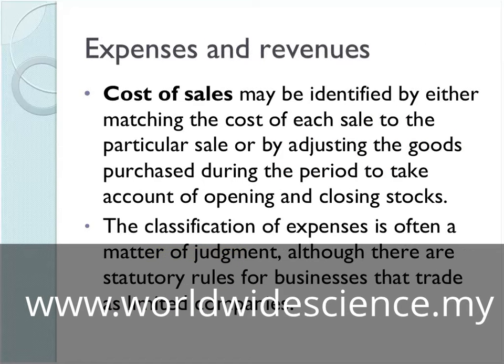What is the cost of sales? The cost of sales may be identified either by matching the cost of each sale to the particular sale or by adjusting the goods purchased during the period to take account of opening and closing stocks. The classification of expenses is often a matter of judgment, although there are statutory rules for businesses that trade as limited companies. So this is the definition of the cost of sales, and the formula is like this. Adjusting the goods purchased during the period to take account of opening stocks minus closing stocks. This is the formula for cost of sales.